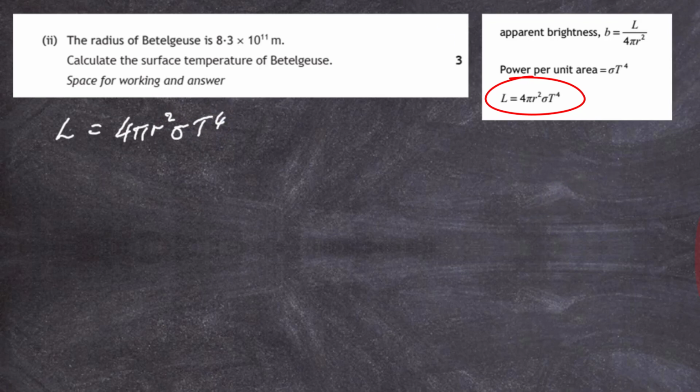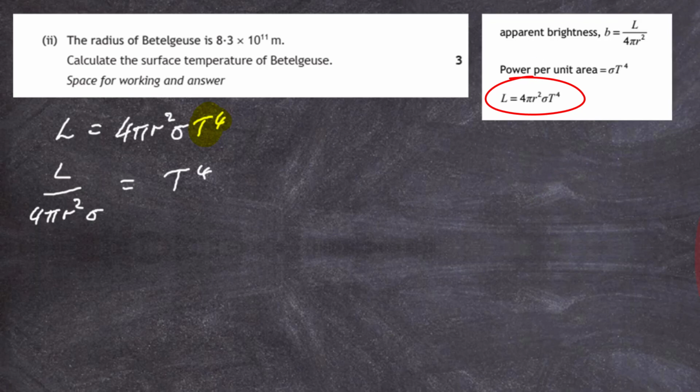Now we're after temperature, so we have to make sure that we've got that temperature to the power 4 on its own. So you can see we just need to divide each side by 4 pi r squared sigma. So L divided by 4 pi r squared sigma should leave you with T to the power 4 on its own. Now we'll not work out the root of the temperature at the moment, we'll just work out what T to the power 4 is.